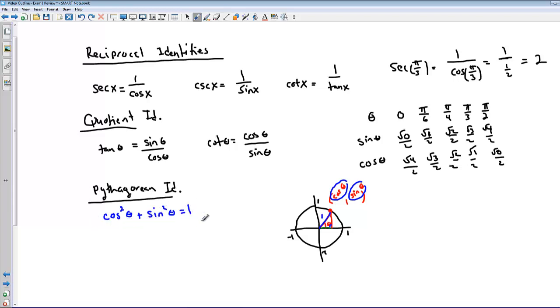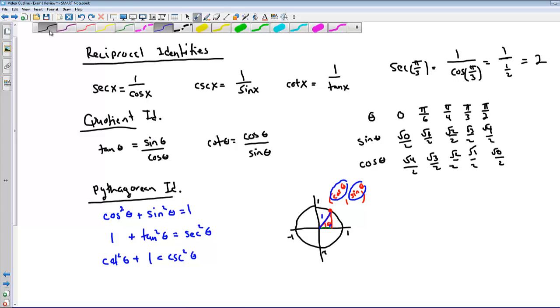So if you divide out everything by cosine squared theta, this will turn into a 1. This will turn into a tan squared theta. And if you divide 1 by cosine squared theta, you get a secant squared theta. Then instead of dividing by cosine squared theta here, you divide by sine squared theta. You get cotan squared theta plus a 1 is equal to 1 over sine squared theta, which is a cosecant squared theta. So those are the Pythagorean identities.